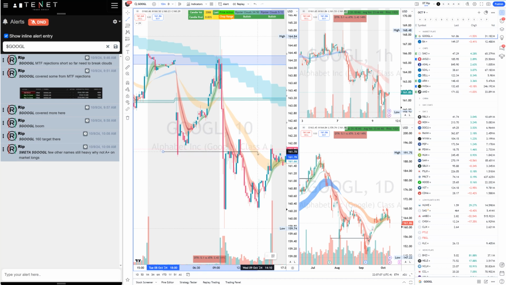So it was an A plus. There's bearish news, it's breaking. There's MTF cloud resistance. So everything comes together to give us a nice trade, right?